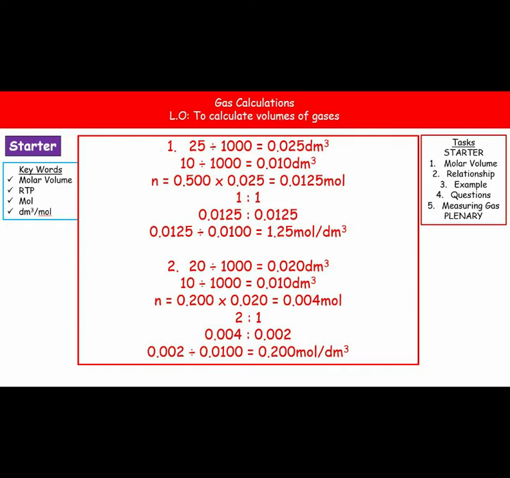So just give me an indication in the chat window who got 1, who got 2. Hopefully no one got 0. Let me know in the chat window now.